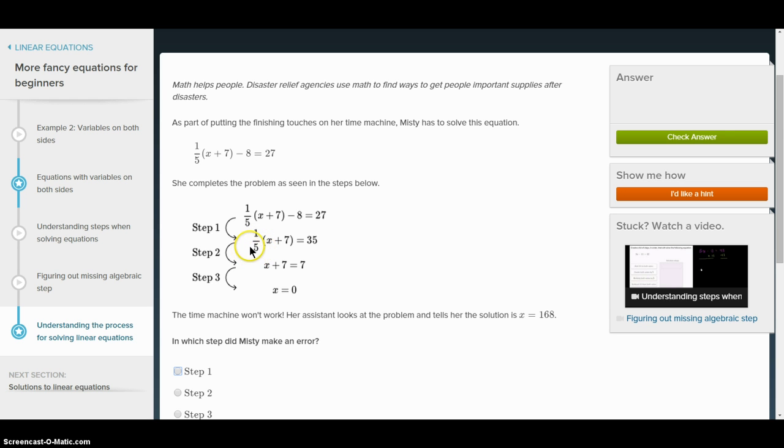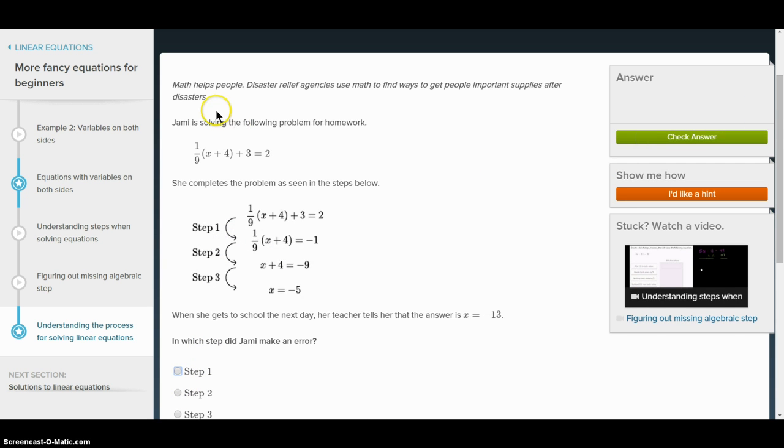So if we're going to get rid of this dividing by 5, then we're going to have to multiply both sides by 5. So if we multiply this side by 5, we're going to get 5 over 5, which is 1. And that will get rid of this 1/5. And if we multiply this side by 5, we're going to get, well, something that's not 7. So this step here, they made an error over here. They divided by 5 to get this 7 over here. So the error is in step 2.